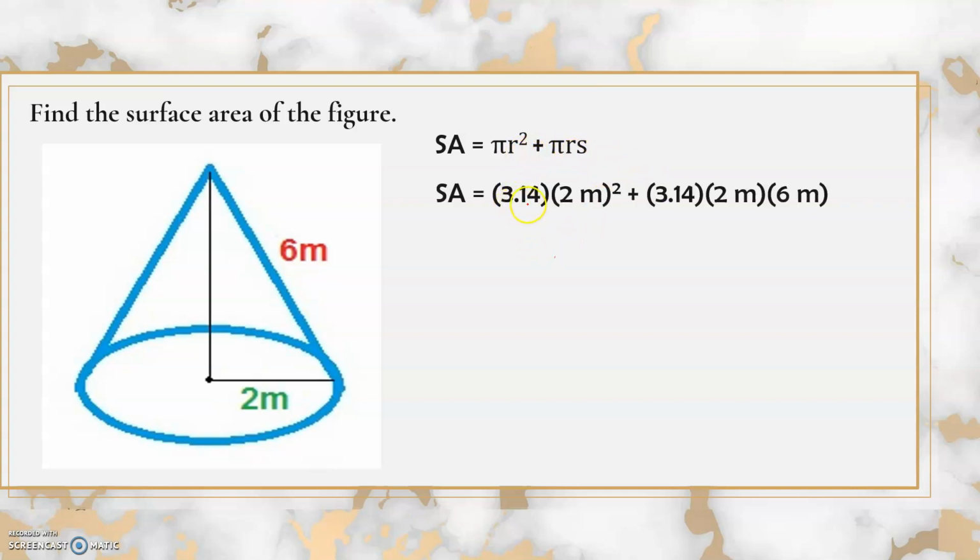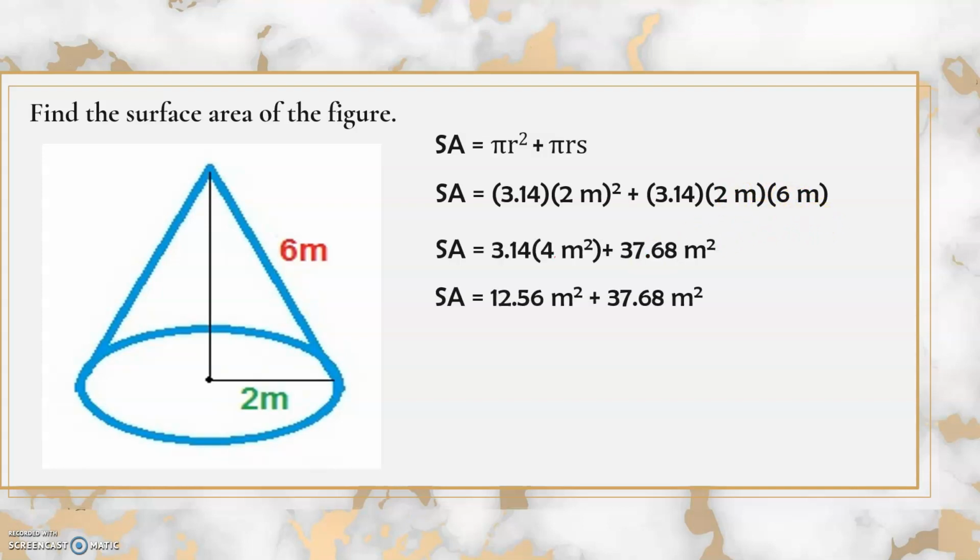Next example, find the surface area of this cone here. Again, the formula that we will use is pi r squared plus pi rs. So let's multiply 3.14 and the radius is 2 meters. We still need to square it, plus 3.14 times the radius, which is 2 meters, times the slant height, which is 6 meters. Performing the indicated operations, we'll have the following, and we'll get the surface area of this cone as 50.24 square meters.